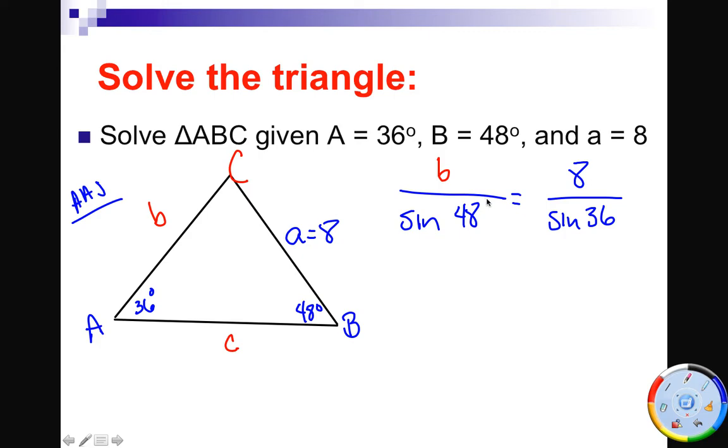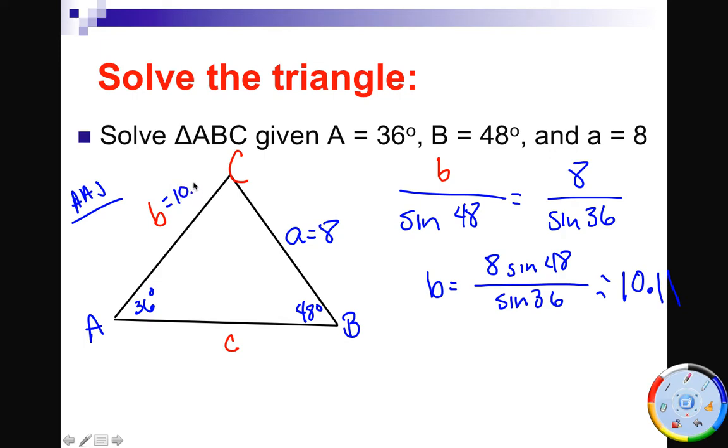Now here's why this is actually a very simple process. Solving for b just says multiply both sides by sine of 48. So I get b is equal to 8 times the sine of 48 all over the sine of 36, which is approximately, if you do this on your calculator, in degree mode, make sure you're in degree mode, I go 8 sine of 48 divided by sine of 36, and you can do it all at once. I get approximately 10.11. So that means b is 10.11.